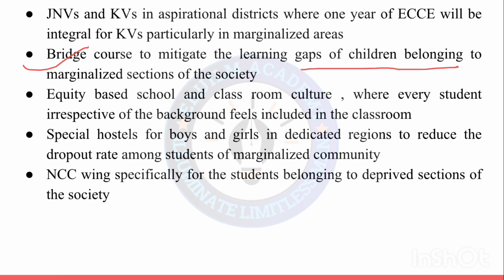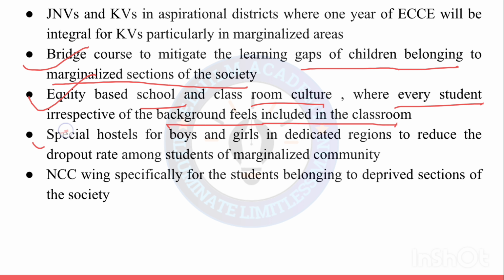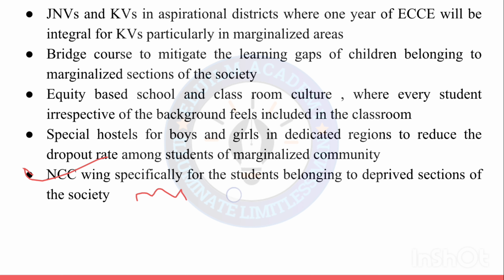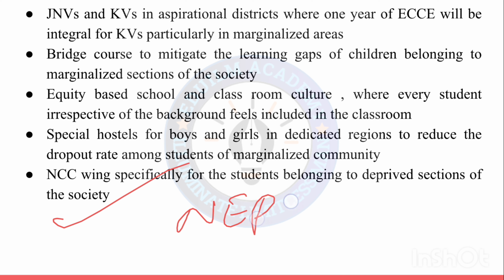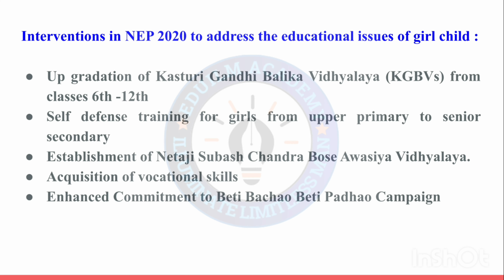Bridge course to mitigate the learning gaps of children belonging to marginalized sections of society. Equity-based school and classroom culture where every student, irrespective of background, feels included in the classroom. Special hostels for boys and girls in dedicated regions to reduce dropout rate among students of marginalized communities. NCC wing specifically for students belonging to deprived sections of society. These are the major recommendations of NEP 2020 for socio-cultural identities like SC, ST, and OBC.